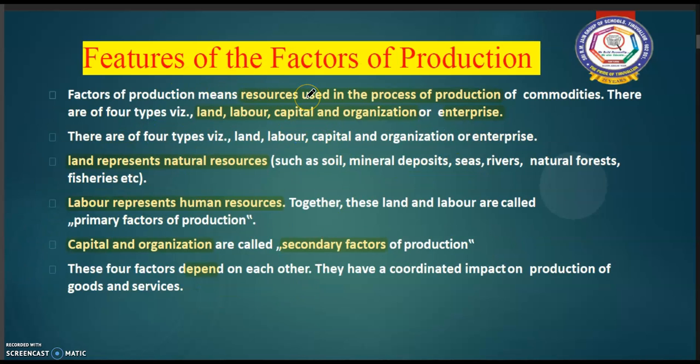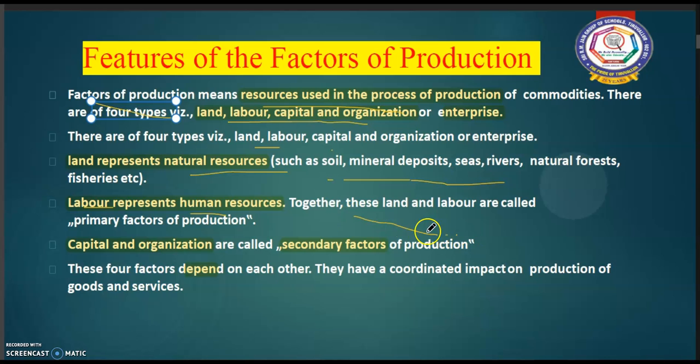Now, features of the factors of production. Factors of production means resources which an organizer is going to involve in the process of production of commodities. So there are four main factors: land, labor, capital and organization. First, land. Land represents natural resources such as soil, mineral deposits, seas, rivers, forests, fisheries. Next, labor represents human resources. So without human resources, nothing can be produced, isn't it?